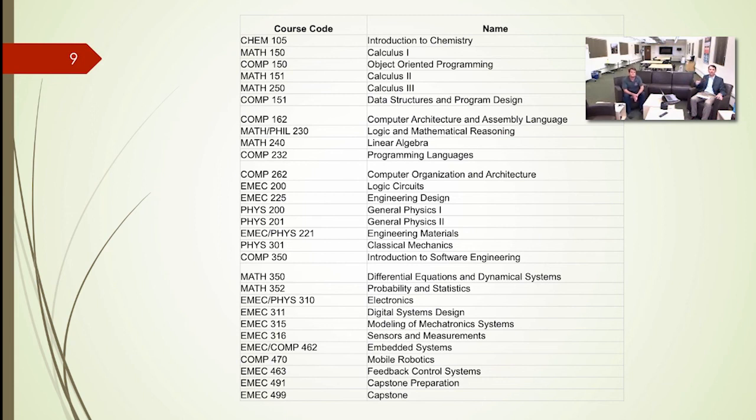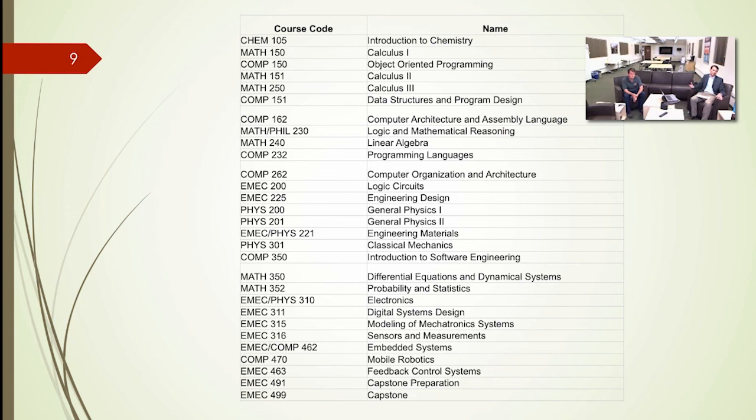And then later in your junior year, you'll see courses in electronics, digital system design. So this would be if you're designing, say, that ASIC chip that I showed you, modeling of mechatronic systems, sensors and measurements, embedded systems, mobile robotics, feedback control.